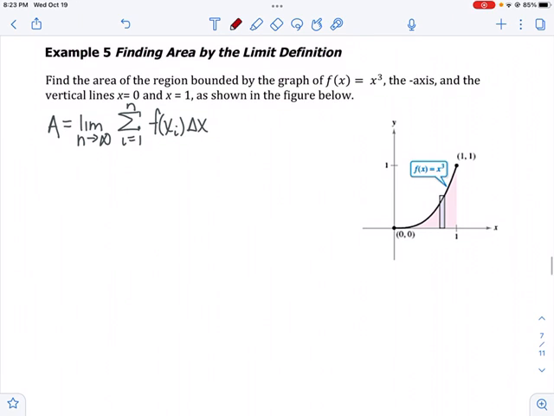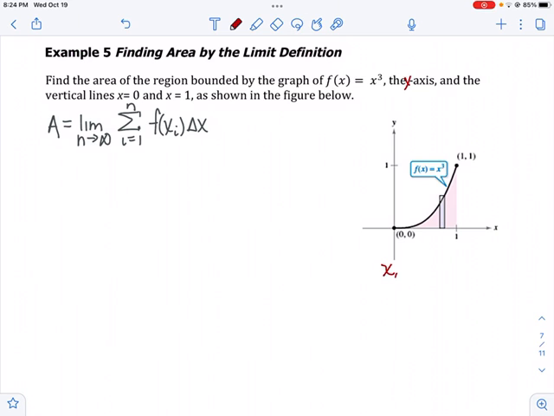So we're going to do one of these problems with limits, and we have the function x cubed here. Find the area of the region bounded by the graph of f(x) = x cubed, and we want to get the exact area. It's bounded by the function x cubed, the x-axis, and the vertical lines x = 0 and x = 1. So you see the area is shaded there.